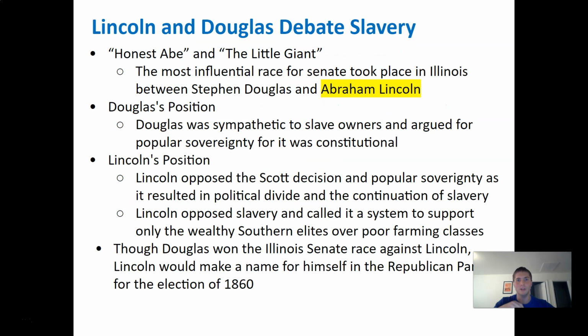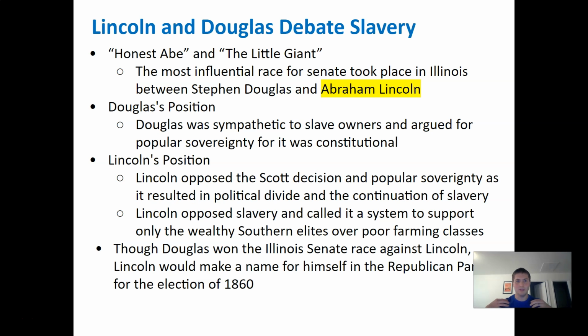Those two guys are going to be Stephen Douglas, the guy who put forth the Kansas-Nebraska Act, and a tall, lanky, young former lawyer of Illinois who grew up in a poor farming family by the name of Abraham Lincoln. So these two guys are going to duke it out over the course of a couple weeks all throughout Illinois, and they're going to stand for different platforms. While Stephen Douglas is sympathetic towards slave owners and is trying to argue for popular sovereignty to continue, Abraham Lincoln is going to take the other side of the pole.